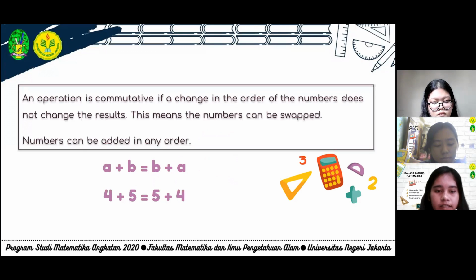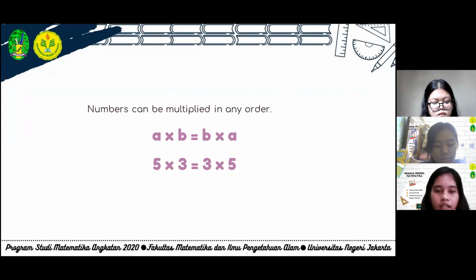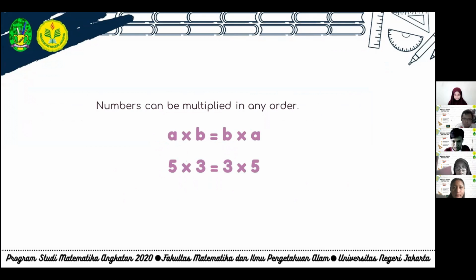Numbers can be added in any order. For example, A plus B is equal to B plus A. Numbers can be multiplied in any order. For example, A times B is equal to B times A, and 5 times 3 is equal to 3 times 5.